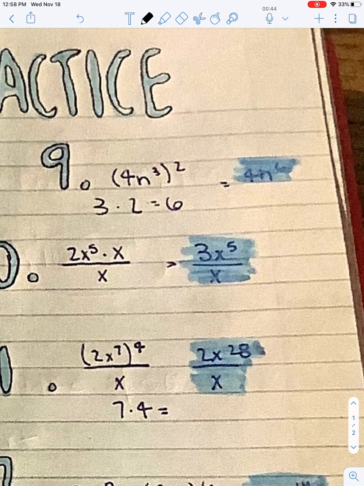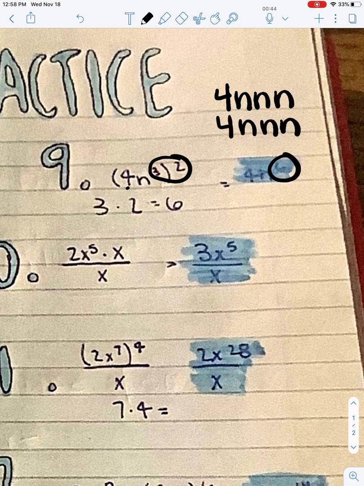Number 9 has 4n to the 3rd, 2 times. So you got this part correct. Your exponent is correct. The part that's missing is the coefficient. So if I write this out, 4n to the 3rd 2 times, we still have these two numbers right here that we have to multiply. So 4 times 4 is 16. So you would have 16n to the 6th power.